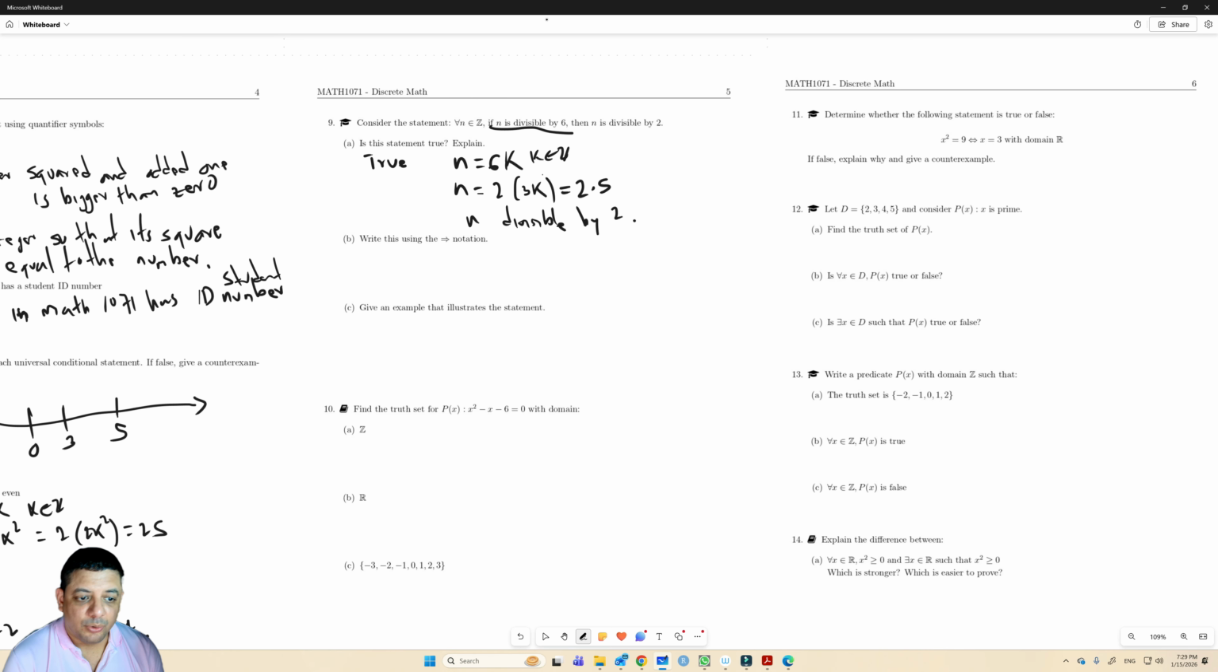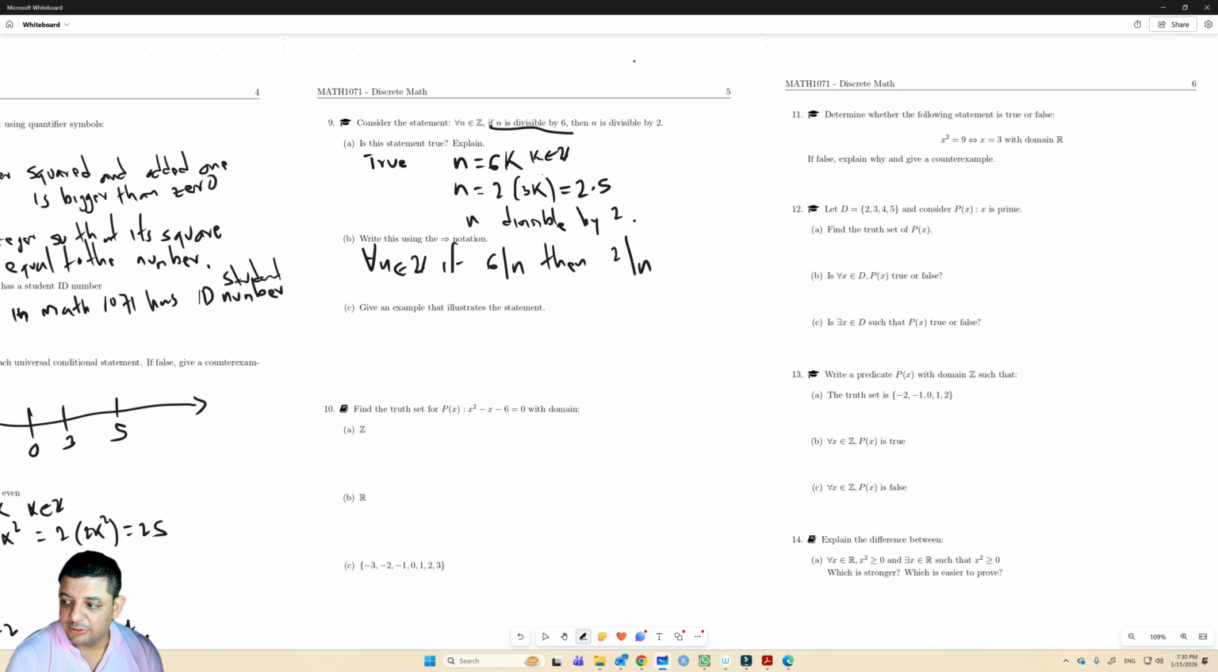It says write this using the implies notation. So the way that you will write this is for all n that belongs to the integers, if n is divisible by 6, then n is divisible by 2. Or yeah, you can also use divisible by 6 in here to replace this.